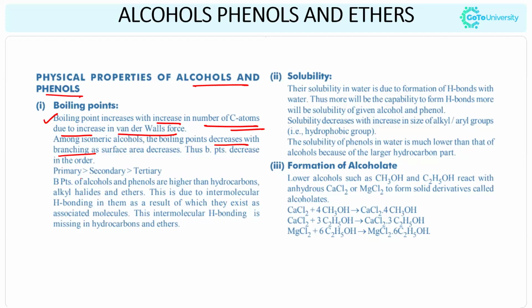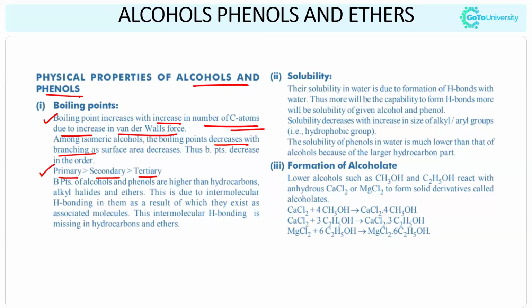Now we know the primary, secondary, tertiary. So this is the shortcut. In case of tertiary, we know that there are more branches, meaning the carbon containing the hydroxyl group is connected to three alkyl groups, right? So in case of tertiary, due to the branching, the boiling point will be less than that of secondary, and the primary will be having more boiling point because the branchings are less. Okay, so this is another point.